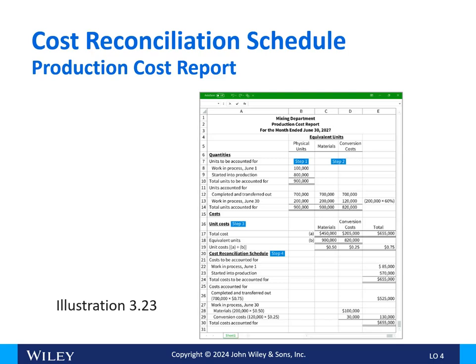And then here's an example of the complete production cost report. Up at the top, we have the quantities, so units to be accounted for. Then we do that on an equivalent basis to get our equivalent units accounted for. We have our total costs, our equivalent units, our unit costs. Then we have our total cost to be accounted for. And then the cost accounted for, whether we transferred it out or if it's still in work in process.